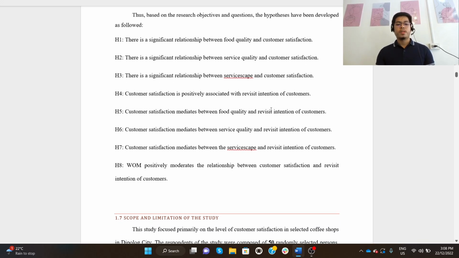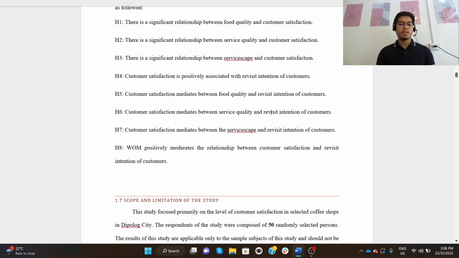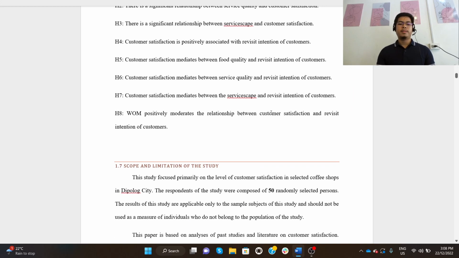Hypothesis five: customer satisfaction mediates between food quality and revisit intention of customers. Hypothesis six: customer satisfaction mediates between service quality and revisit intention of customers. Hypothesis seven: customer satisfaction mediates between the servicescape and revisit intention of customers. And lastly, hypothesis eight: word of mouth positively moderates the relationship between customer satisfaction and revisit intention of customers.